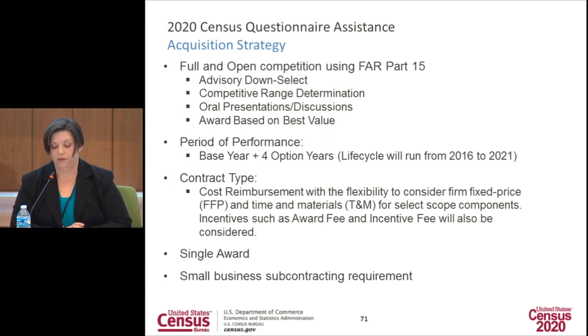For the period of performance, we have a base year plus 4 option years, and the life cycle will run from 2016 to 2021. In terms of the contract type, it's a cost reimbursement with the flexibility to consider firm fixed price and time and materials for select scope components. And incentives such as award fee and incentive fee will also be considered. We are anticipating a single award. We will do a single award. And the contract includes a small business subcontracting requirement, which is in alignment with the Department of Commerce small business contracting goals.